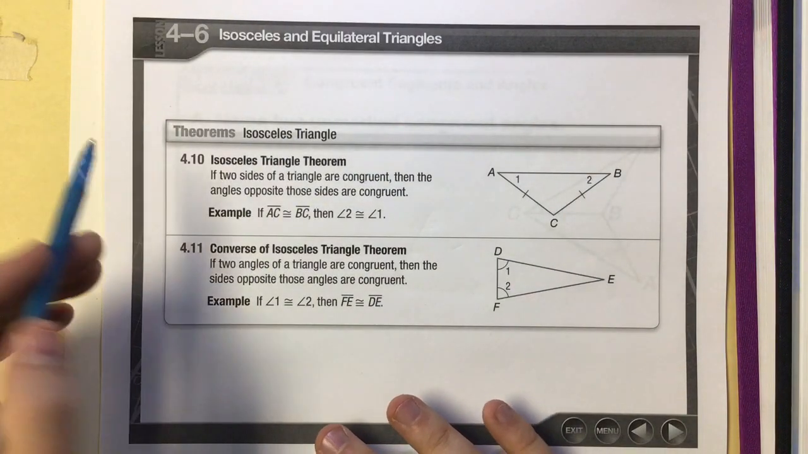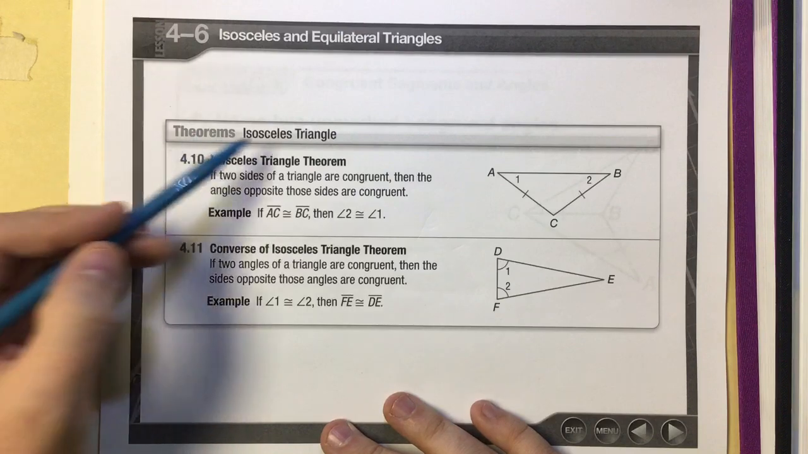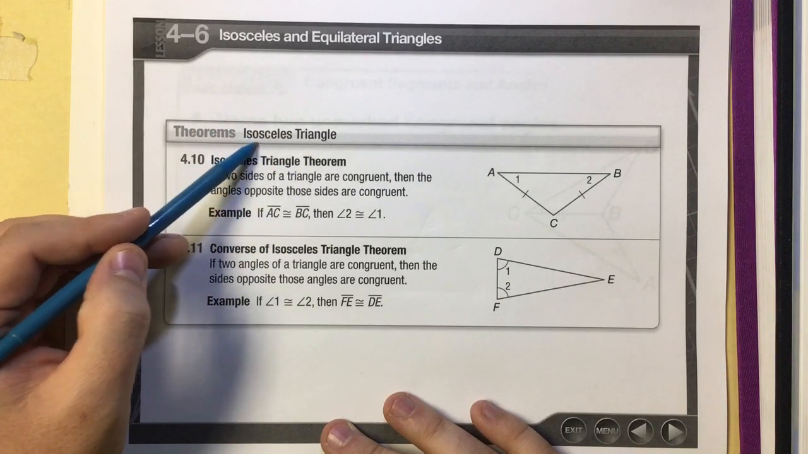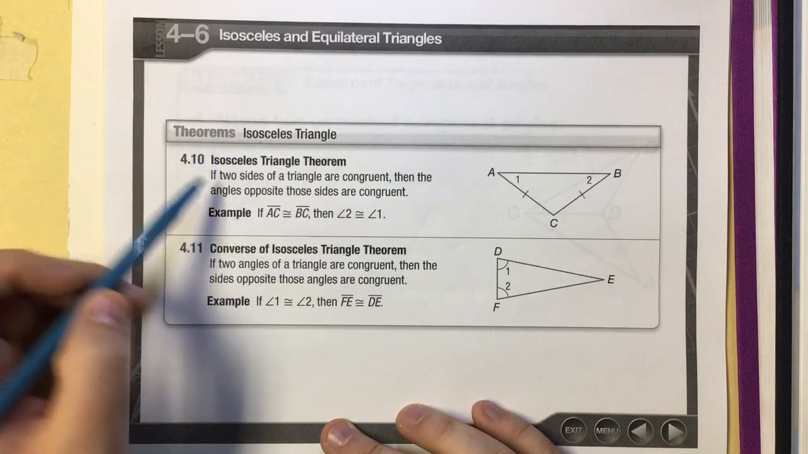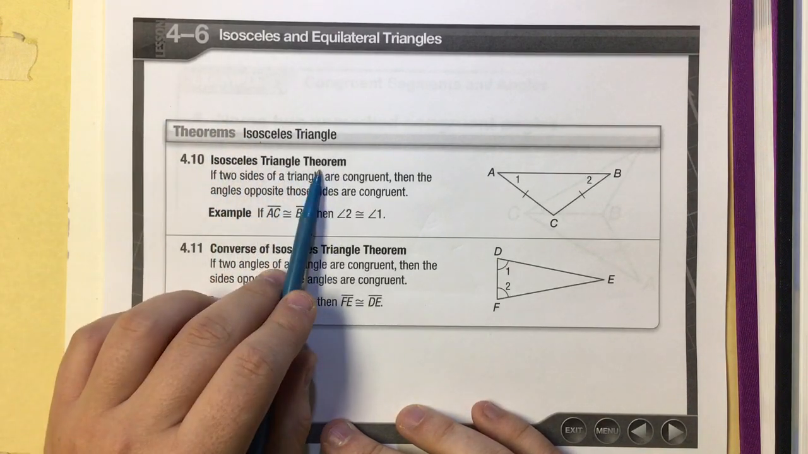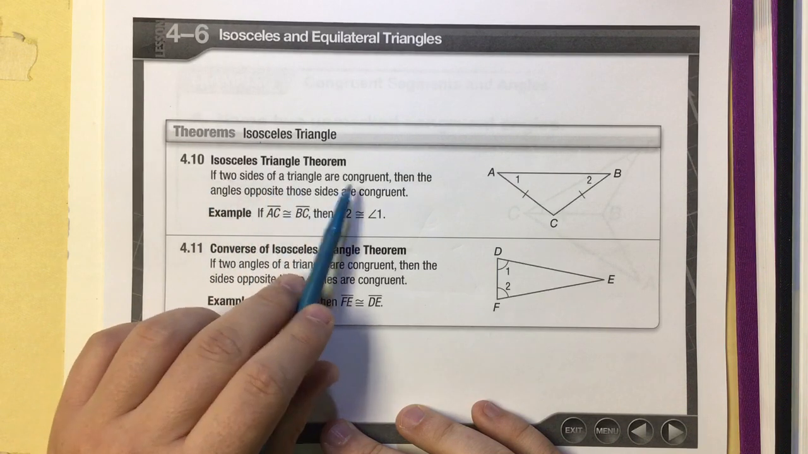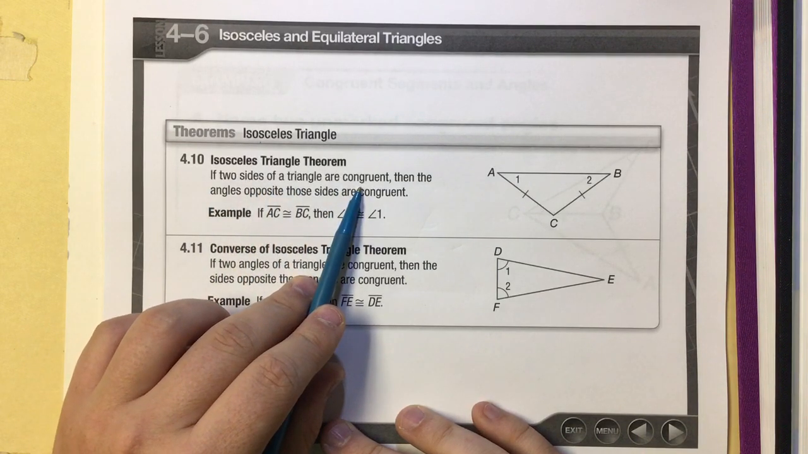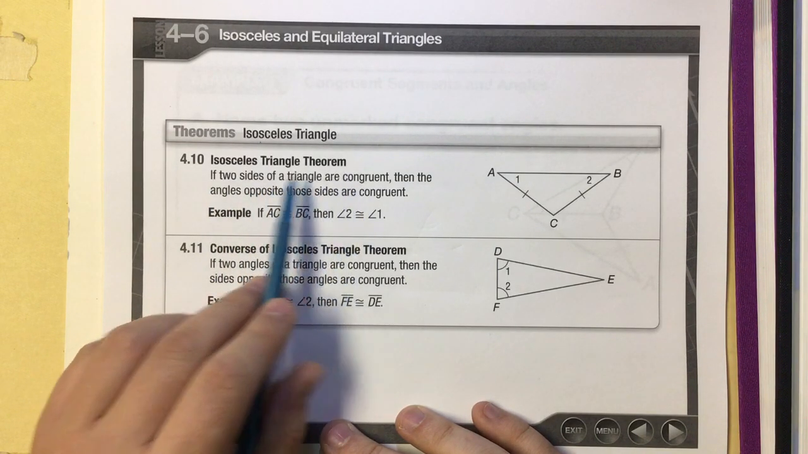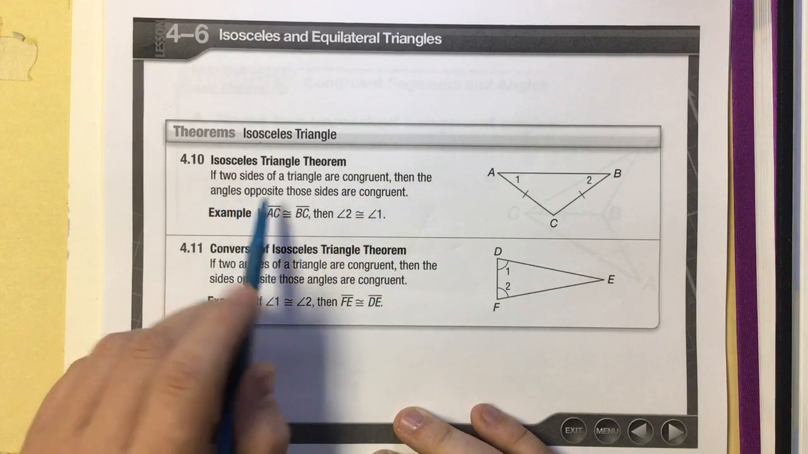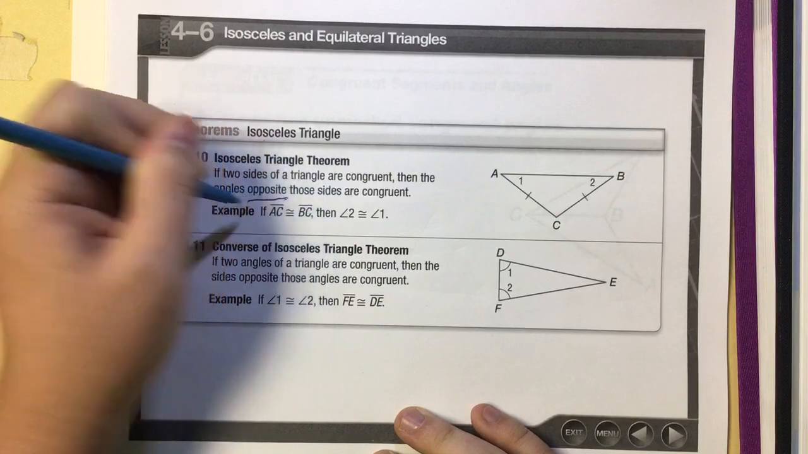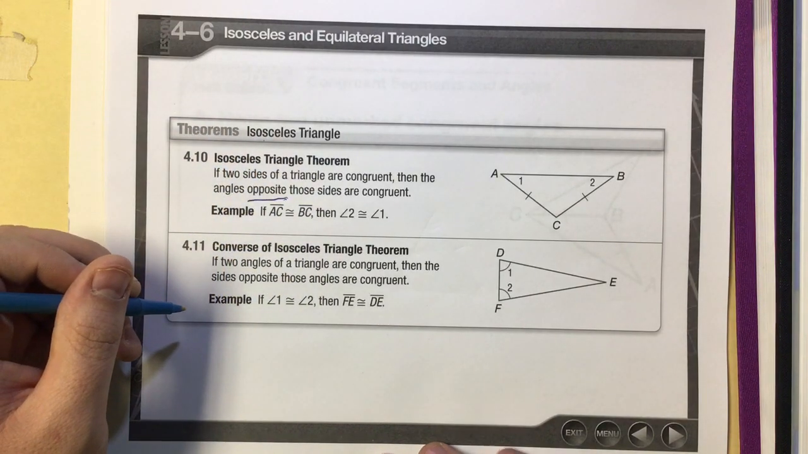Let's go on. So we have two theorems here for our isosceles triangle. Remember, two sides are congruent in this triangle because it's an isosceles triangle. The first one is the isosceles triangle theorem. It says if two sides of a triangle are congruent, then the angles opposite of those sides are congruent.